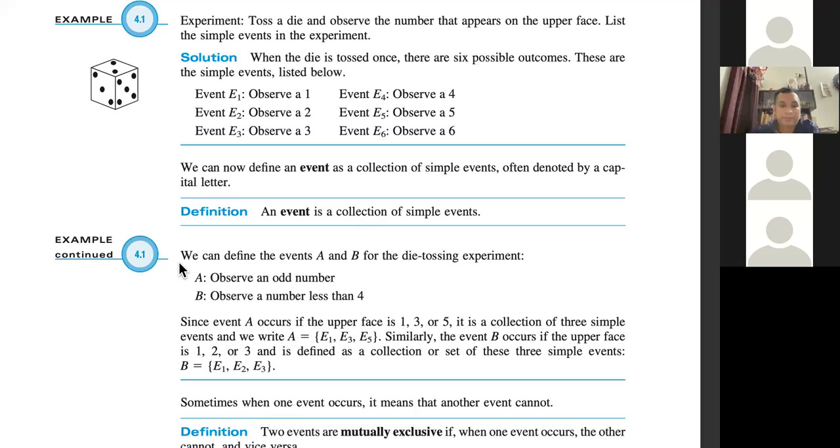So we can define events A and B for the die tossing experiment. A is to observe an odd number, and B is to observe a number less than 4. Let's take observing an odd number. What is that event?